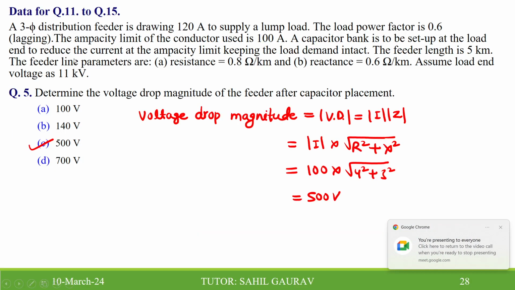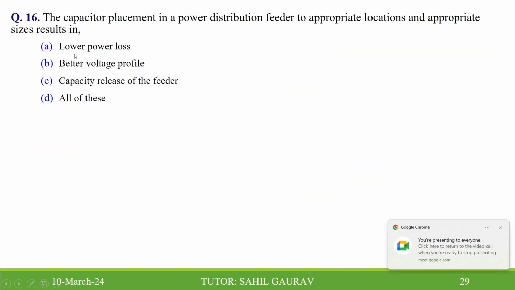Now moving to the next problem. In this problem, it is not numerical type. Here it is asking that the capacitor placement in power distribution feeder at appropriate locations and appropriate sizes results in: options are lower power loss, better voltage profile, capacity release of the feeder, and D option is all of these. So what do you think? You can tell, or you can type your answer. All of these. Yes, correct. Very good. D, all of these.